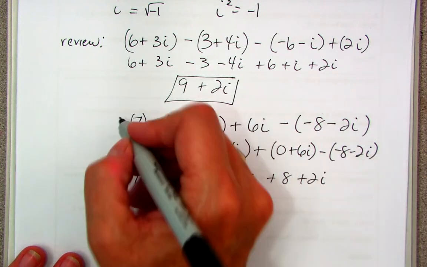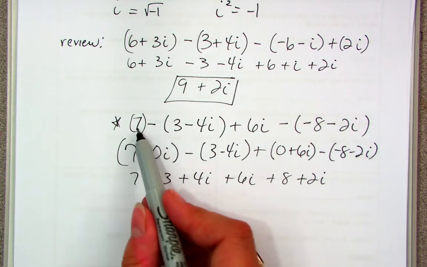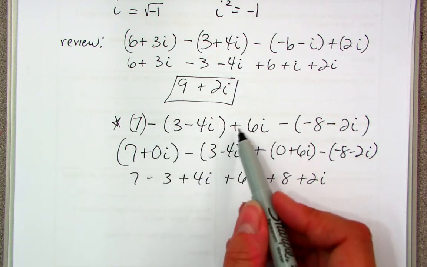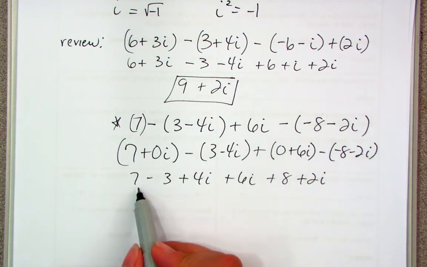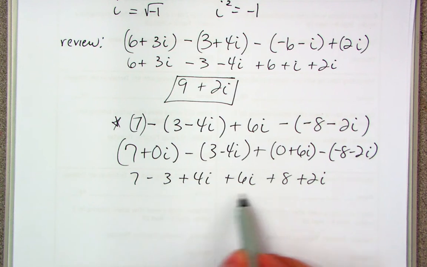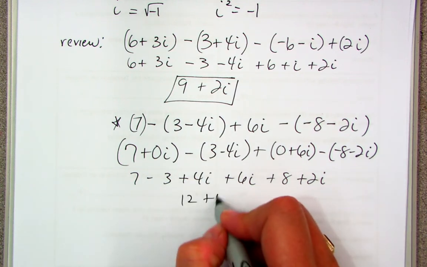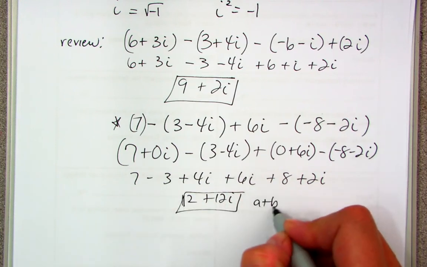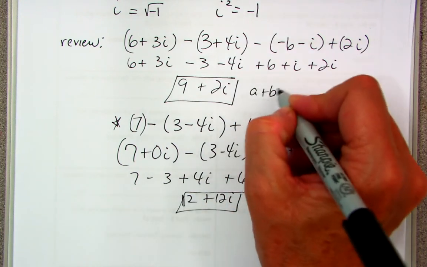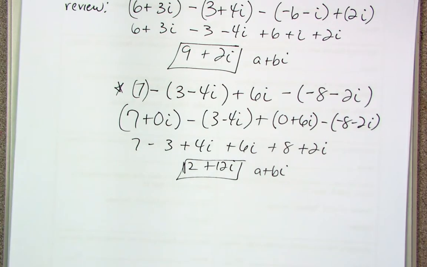I just was looking at this one right up here. I don't need those zeros. So it's a 7, a -3, a +4, a +6, a +8, and a +2. So I have 7, I have 4, and I have 12. I have 10, and everything has to be written in a plus bi form at the end. All right, let us continue.